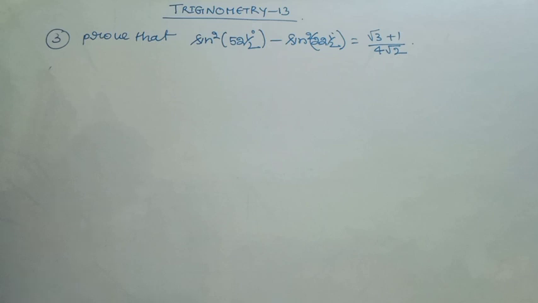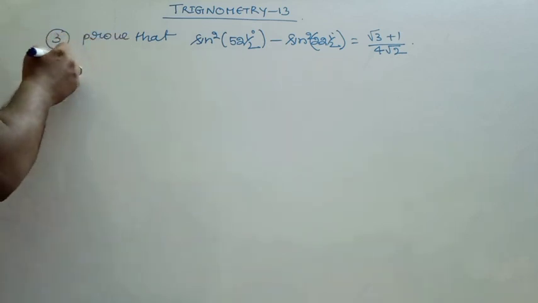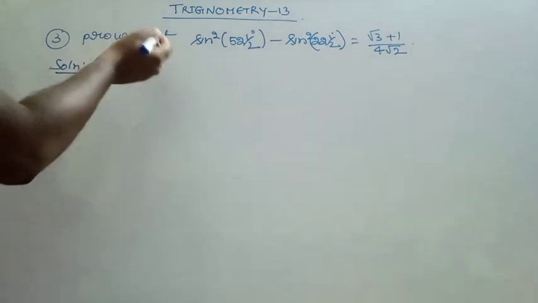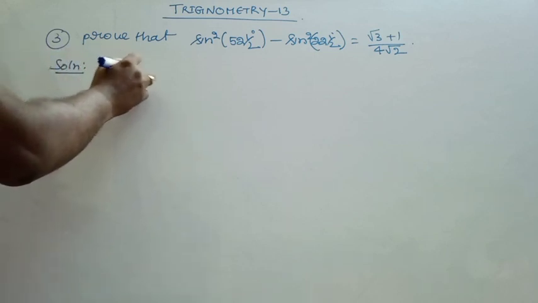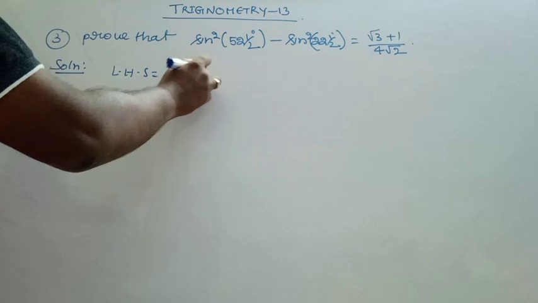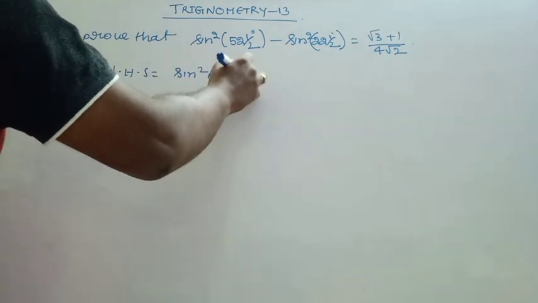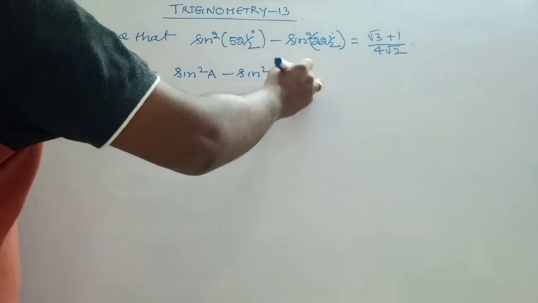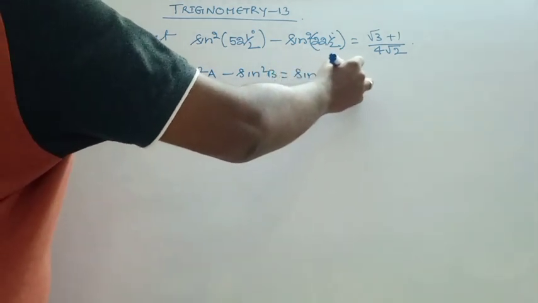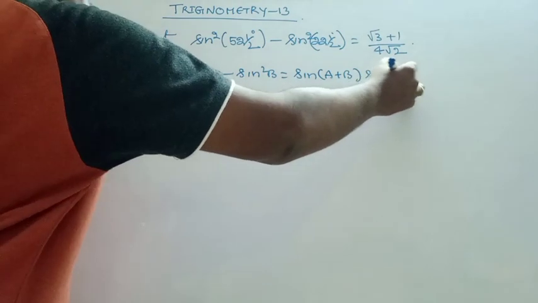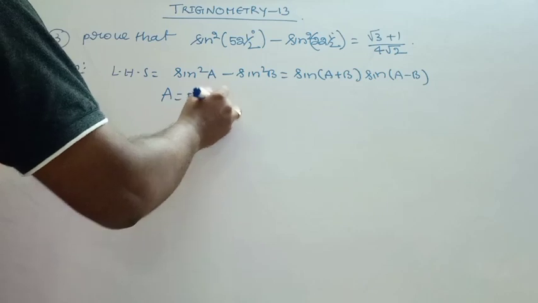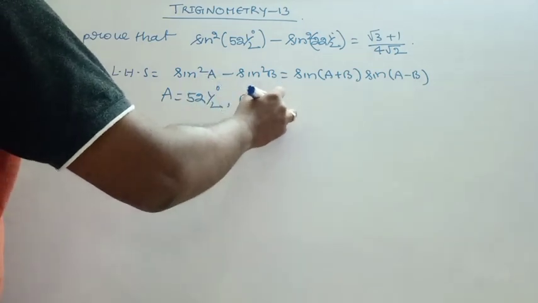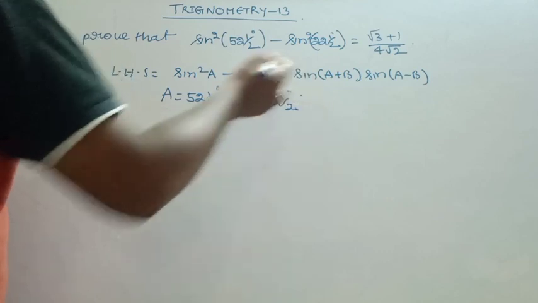Right. Now we have the third problem. You need to prove that sine square 52 and half minus sine square 22 and half degree equals root 3 plus 1 by 4 root 2. You see here how we will get this. This is something like sine square A minus sine square B. This equals sine of, already we did that, A plus B into sine of A minus B. Here A is equal to 52 and half degree, and B is equal to 22 and half degree.